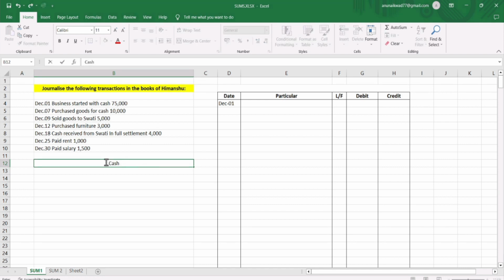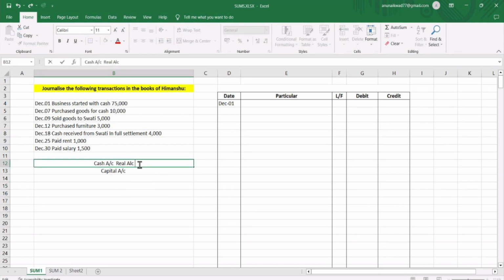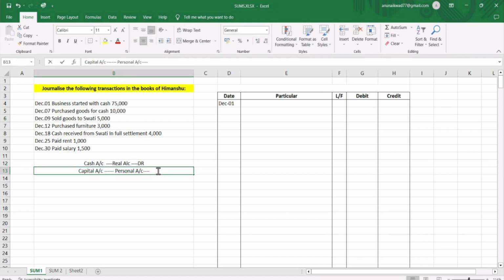So here our cash account and capital account come into consideration. Now we know cash account is a real account, and we also know capital account is a personal account. Now, when we think from the business point of view, business started with cash 75,000. With cash, the cash is coming into the business, and our real account rule is debit what comes in, credit what goes out. So cash account is debited.